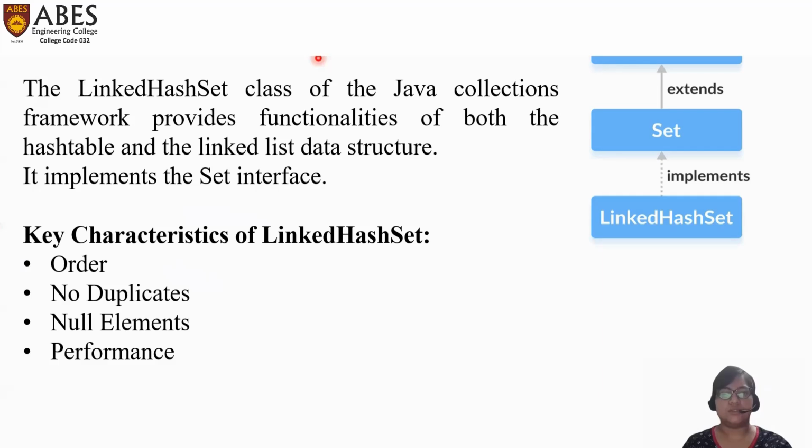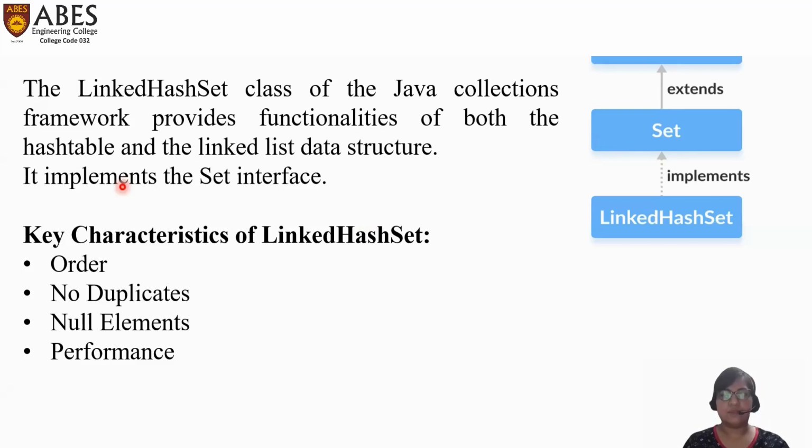Java LinkedHashSet. The LinkedHashSet class in Java is a part of the Java collection framework, and it extends the HashSet class, as shown in the diagram here. Firstly, we have the Collection interface, and then Set extends Collection, and LinkedHashSet is implemented through the Set interface. The LinkedHashSet class of the Java collection framework provides the functionalities of both the hash table and the linked list data structure. It is implemented with the help of the Set interface, as I already discussed with you.